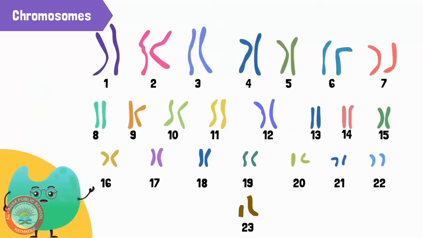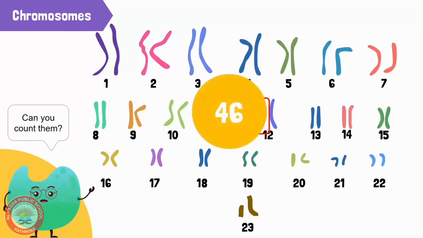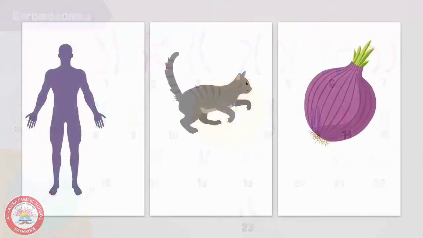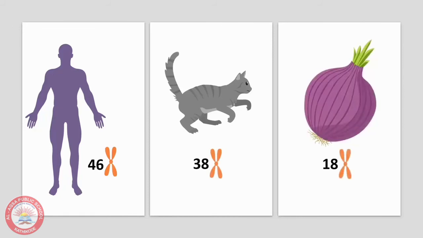These are the chromosomes in a human being. How many chromosomes do you see? 23 pairs. Each strand here is a chromosome. So there are totally 46 chromosomes in a human body. The number of chromosomes varies in different species. In human beings, it is 46. In a cat, it is 38. And in an onion, it is 18.